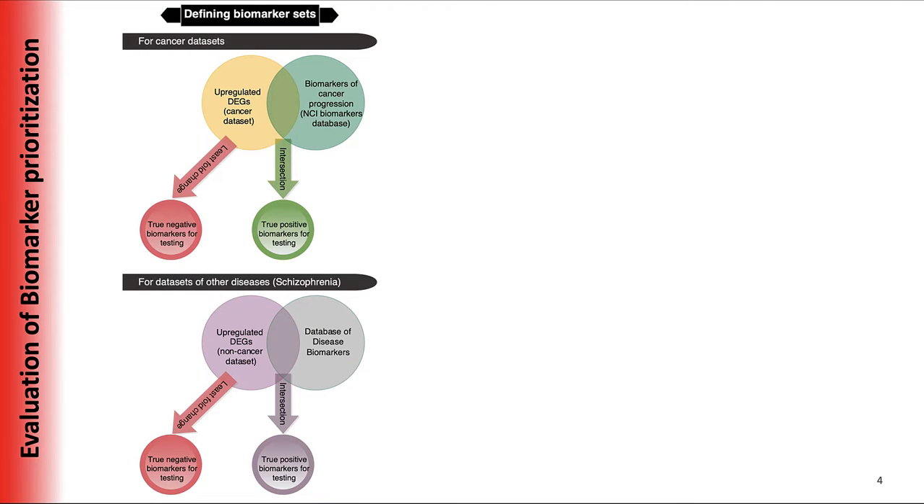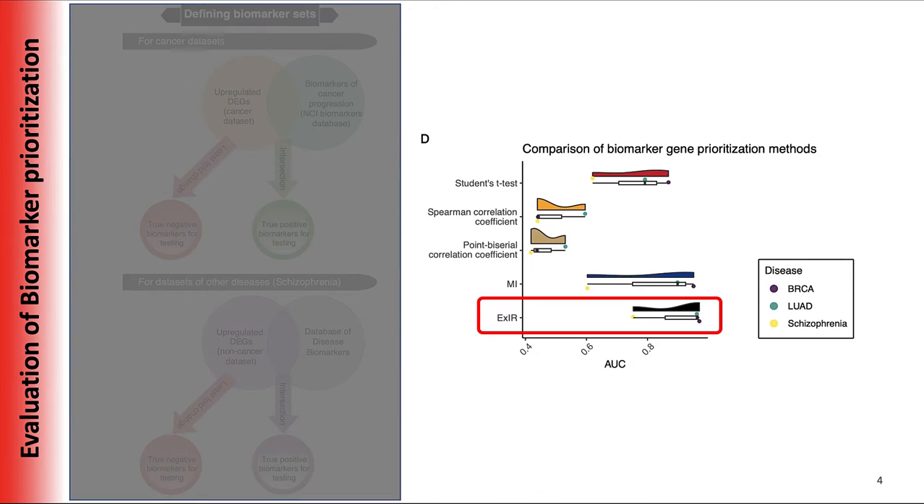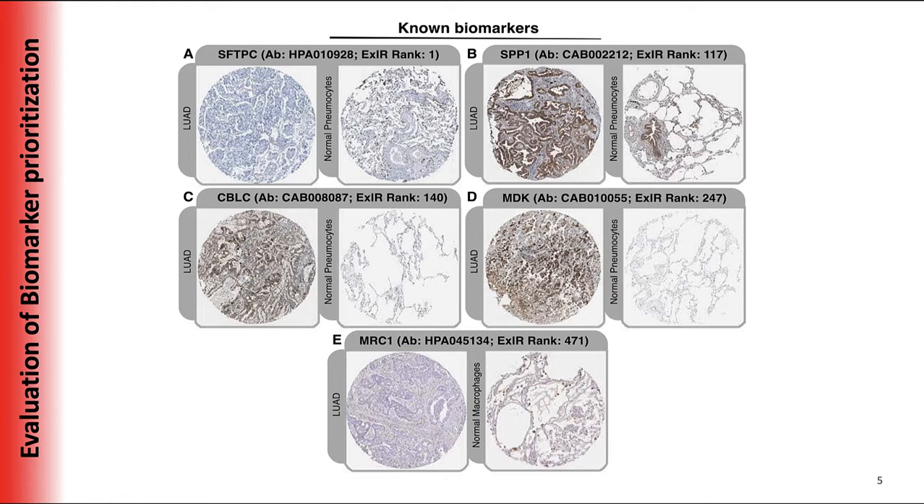Similarly, the pipeline on the left-hand side of this slide demonstrates the methodology applied for defining the true positive and negative sets for biomarker testing. The analysis indicated the superiority of ECCB in comparison with all the other benchmark methods in identification of correct biomarkers across 3 disease datasets. We also applied the ECCB model on the entire lung adenocarcinoma dataset to see if ECCB is able to identify both known and novel biomarkers.